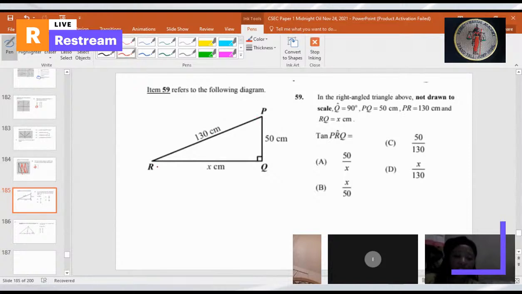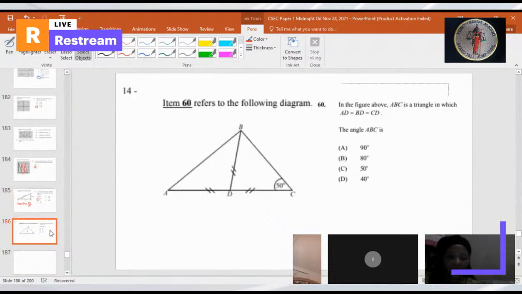So angle PRQ would be this one. So tan would be what? What ratio? What over what? Opposite over adjacent. So this will be opposite to the angle. This is adjacent to the angle. So the tan of theta would be 50, 50 is opposite, and X would be adjacent. So that's A. And the last question, almost right on time.